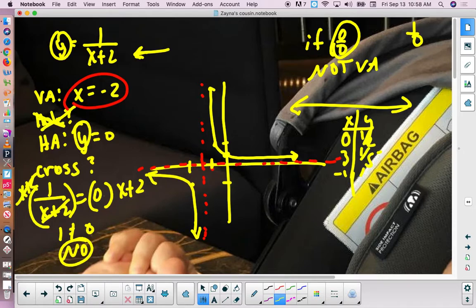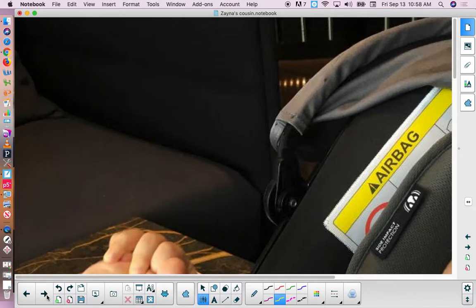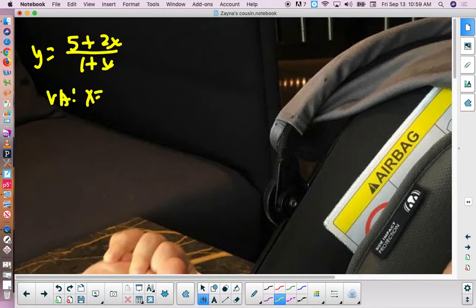Okay? I'm going to go to another problem, even though you may not be ready. It'll help you. Okay, number, whatever the next one is. 19. Katie, you want to give it to me? 5 plus 2x over 1 plus x. Okay. Vertical asymptote, I suspect is x equals -1. And if I fill in -1, I do not get 0 over 0. So there is no hole in this graph. Okay. It is a vertical asymptote.